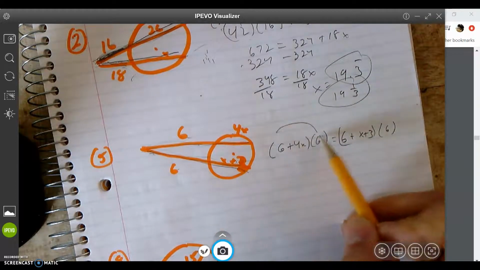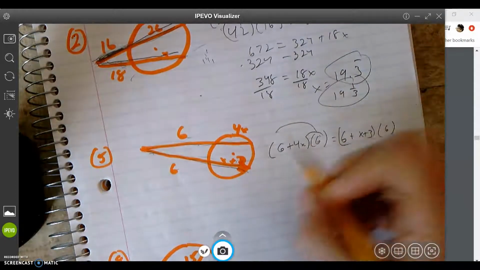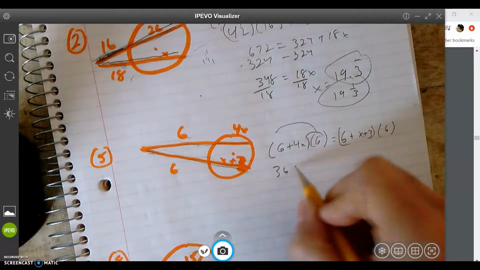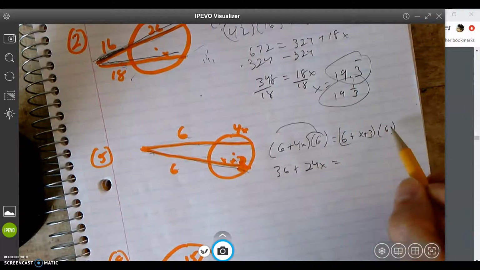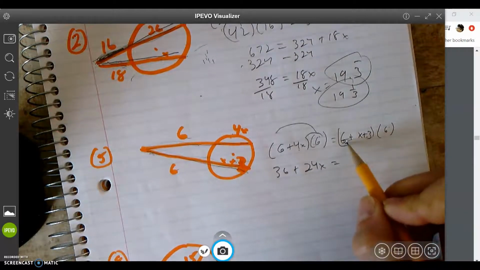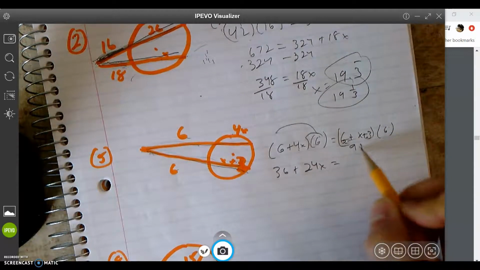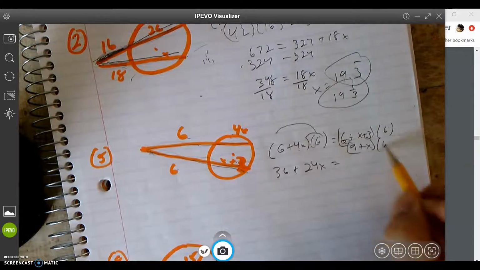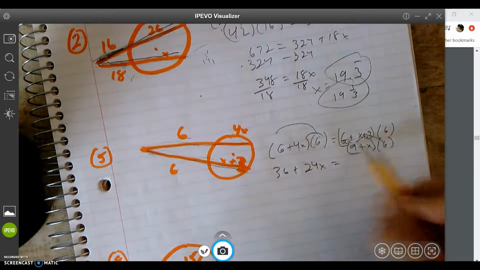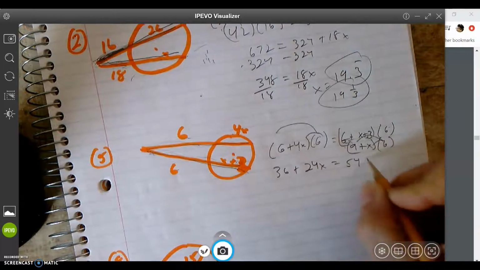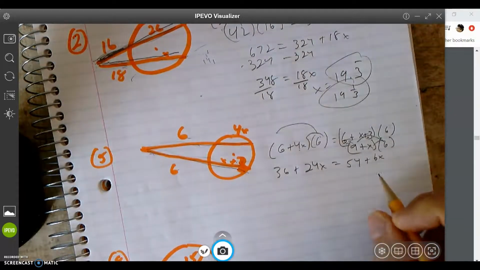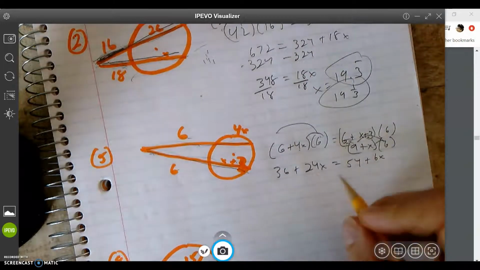Let's distribute. So I got 6 times 6, which is 36. 6 times 4x, which is 24x. Cool. Now this is 6 plus 3, so this is 9 plus x here. I can write that. Boom. So then I distribute. 6 times 9, which is 54, plus 6x. Cool. All right, let's continue solving.